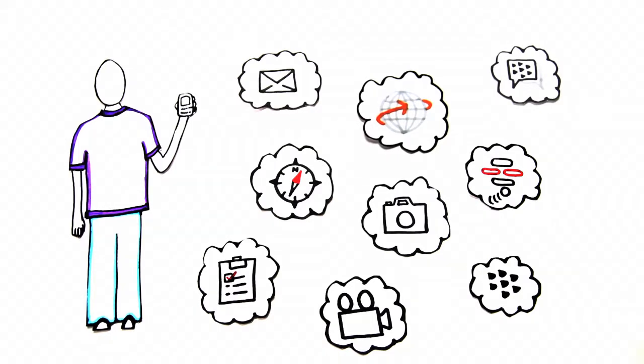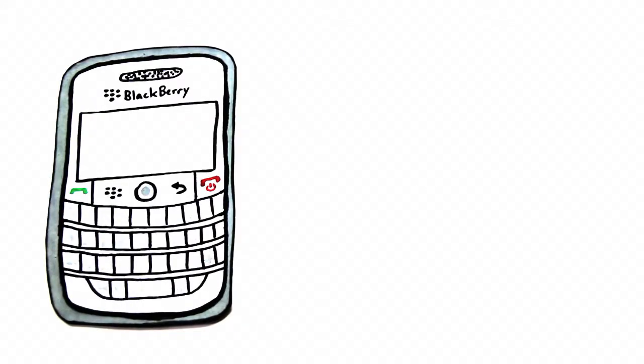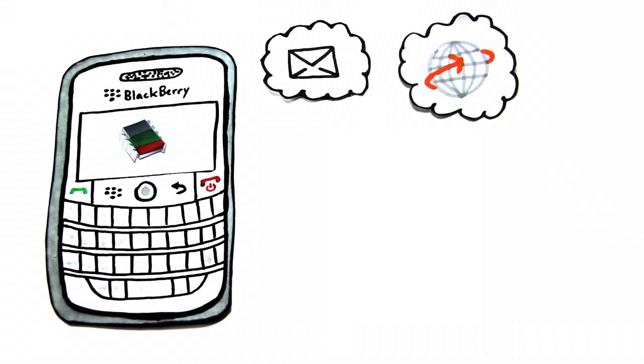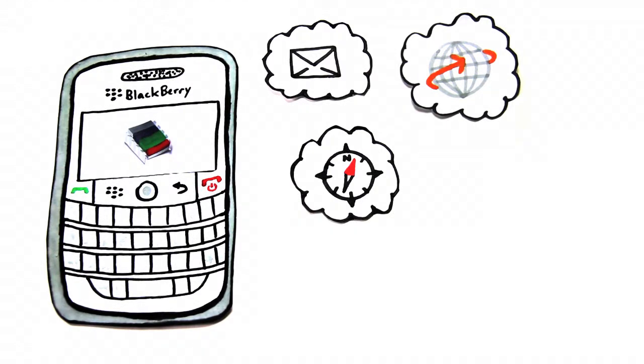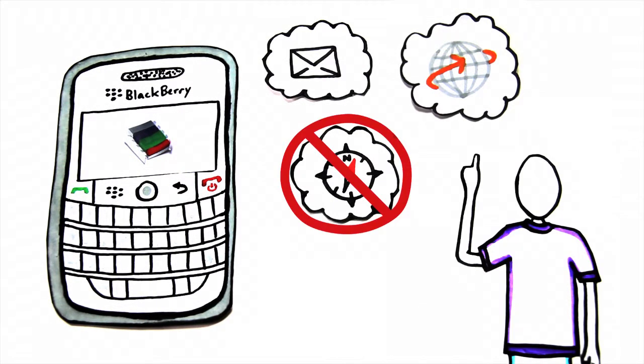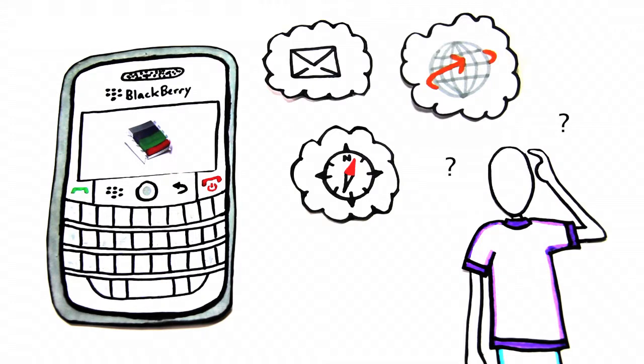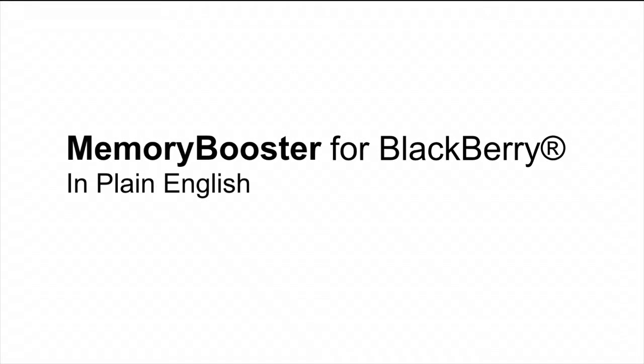All of these applications slow down his BlackBerry because they not only take up memory in its SD card, but also the working memory of his BlackBerry, commonly referred to as RAM, which is temporarily used when applications are running. Yet John doesn't want to use fewer applications, he simply wants to use them more efficiently. Therefore, he needs something that boosts the performance of the RAM in his BlackBerry. This is MemoryBooster in plain English.